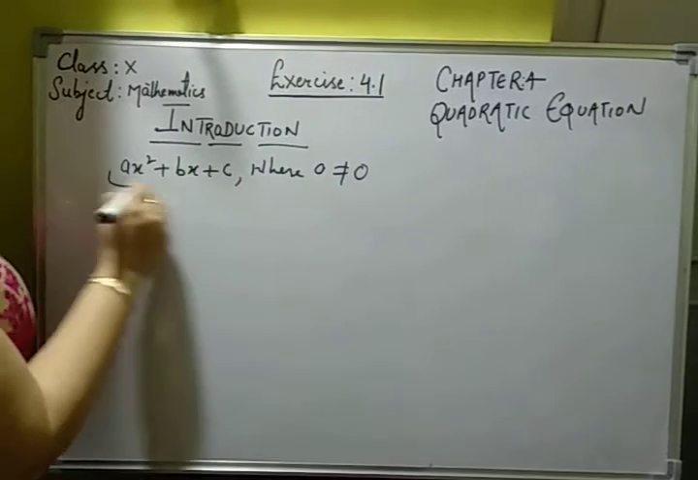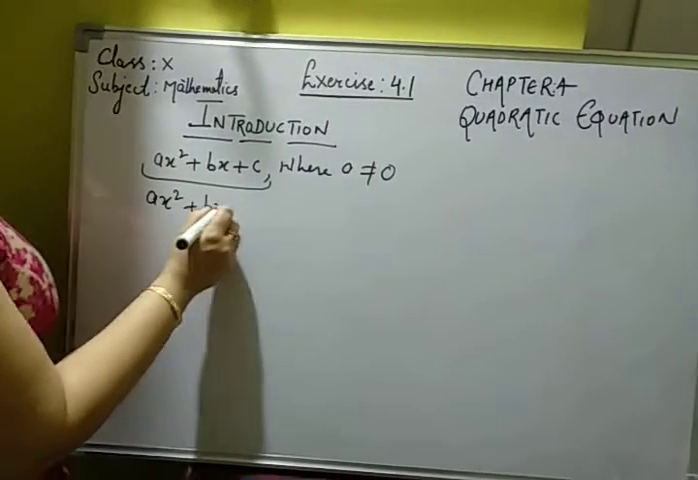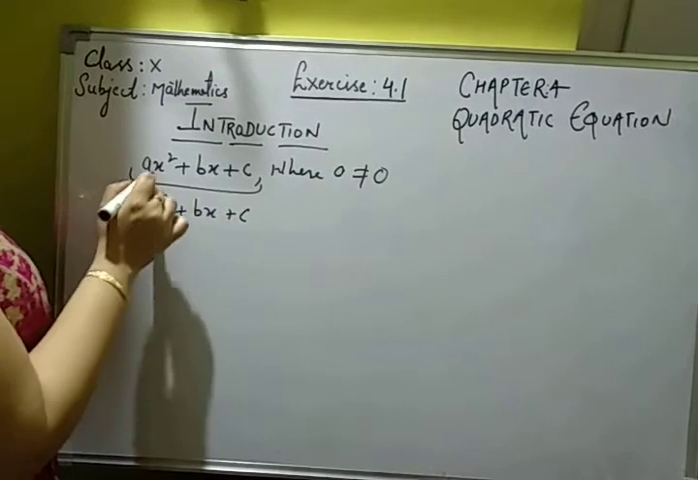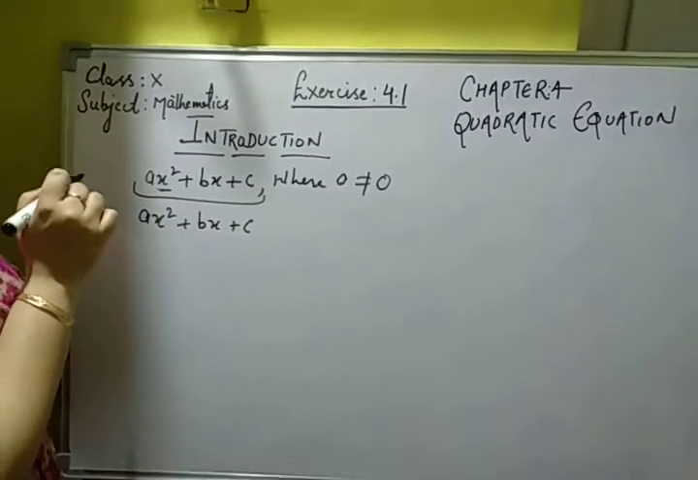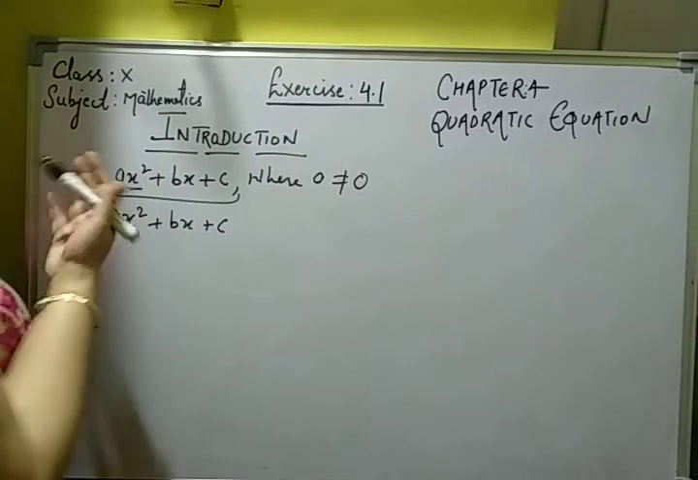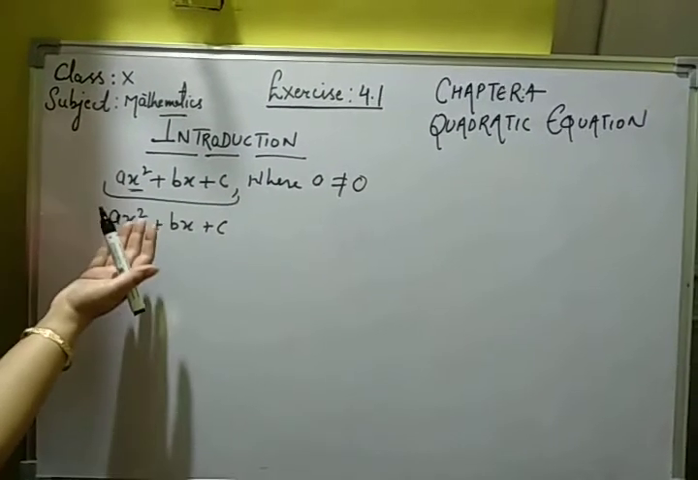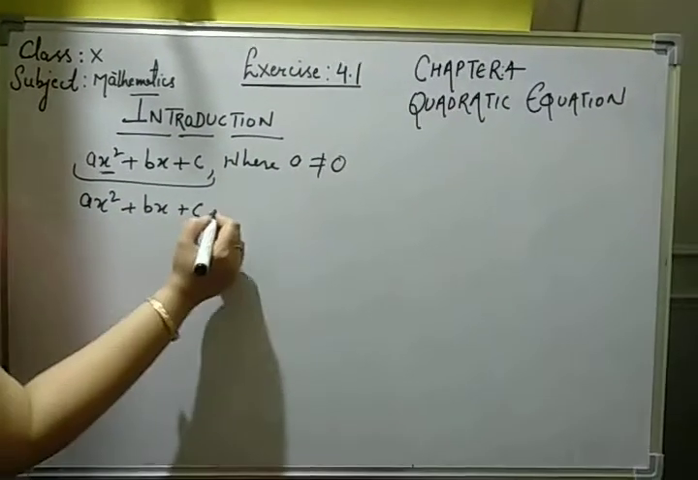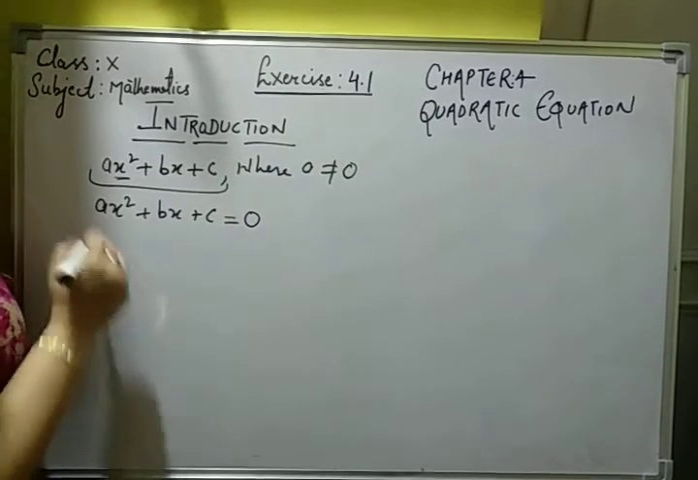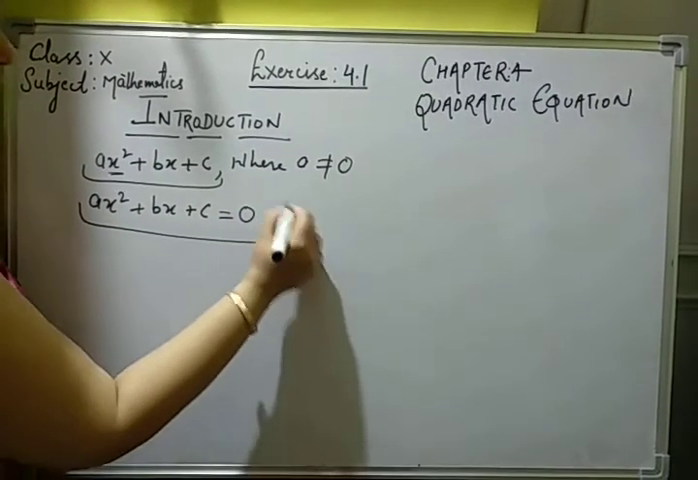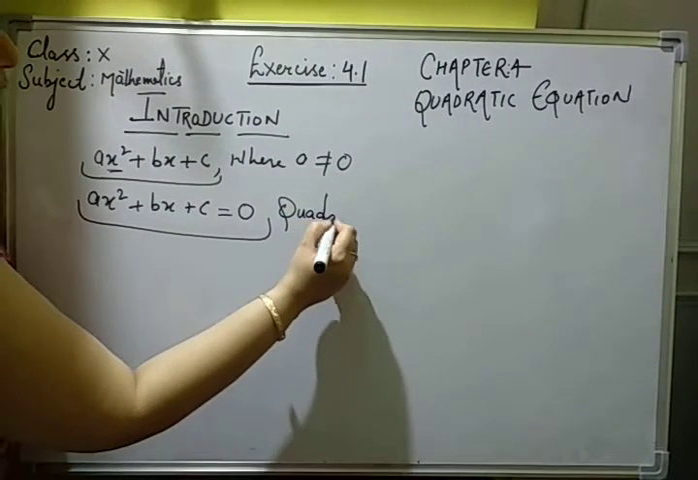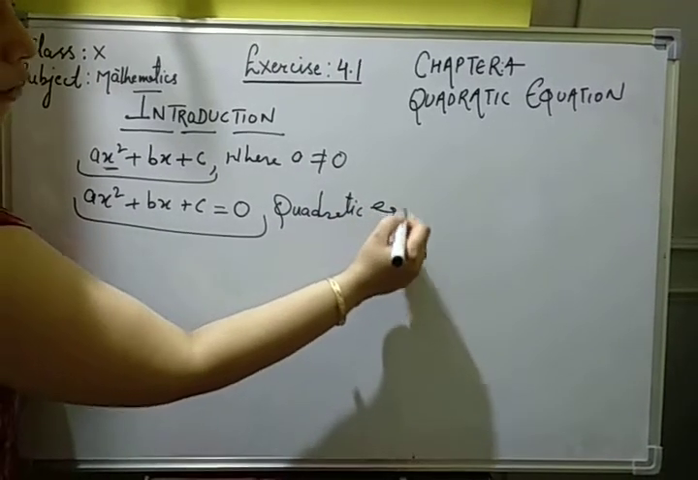And when we equate this quadratic polynomial, that is, a polynomial in which the degree of the variable is 2, that polynomial is called a quadratic polynomial. And when we equate this quadratic polynomial with 0, this equation is known as a quadratic equation.